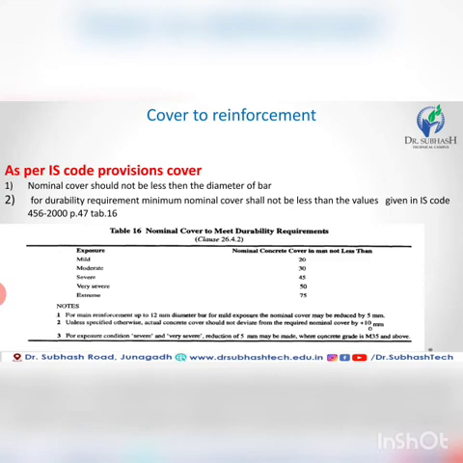Exposure: mild, moderate, severe, very severe and extreme. Nominal concrete cover in mm not less than: mild exposure 20 mm, moderate 30 mm, severe 45 mm, very severe 50 mm and extreme 75 mm. Okay, next.